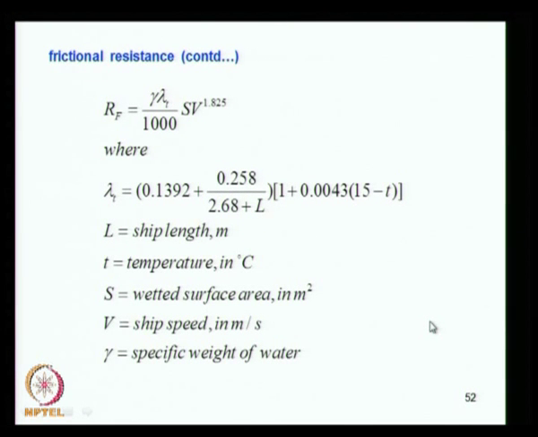So here the frictional resistance is given by this expression, and here you can see that it depends on lambda, t, and all that. This is self-explanatory: ship length is represented here, T is temperature, so viscosity variation due to temperature is there, then wetted surface, and ship speed V1 in meters per second. Gamma is the specific weight of water. So, this is a relation where RF is dependent.